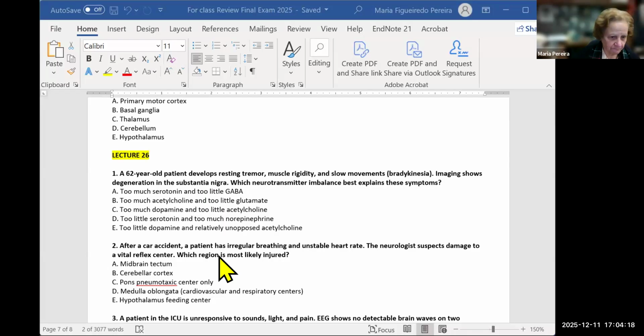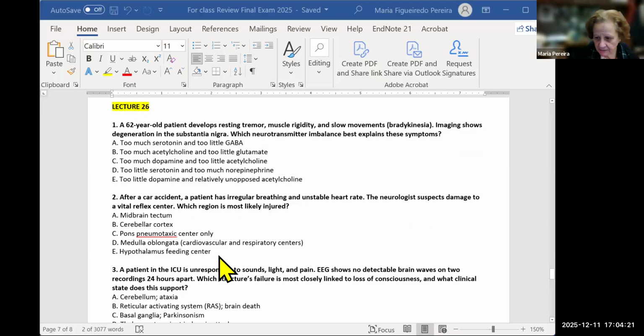Okay. So C or E, here the correct one is too little dopamine, because substantia nigra has the dopaminergic neurons, which are degenerating. So the correct answer would be E.